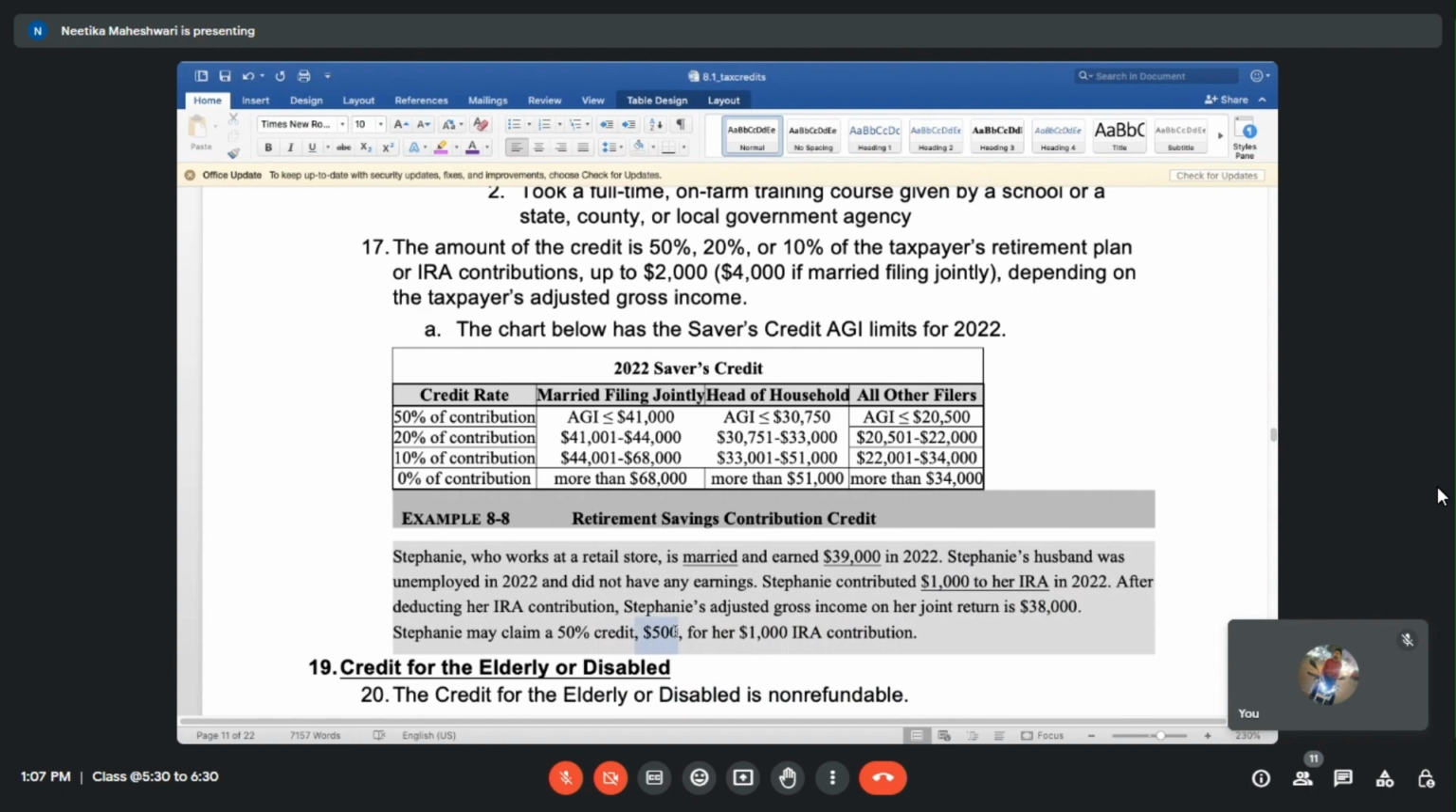This is non-refundable. It will not lead to any refunds. Only the liability will get reduced.